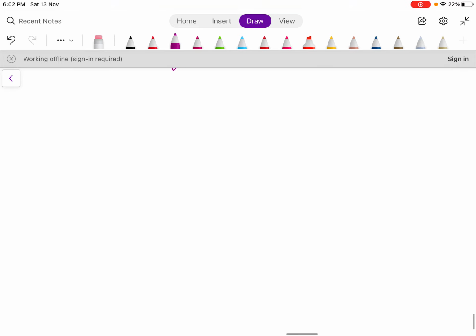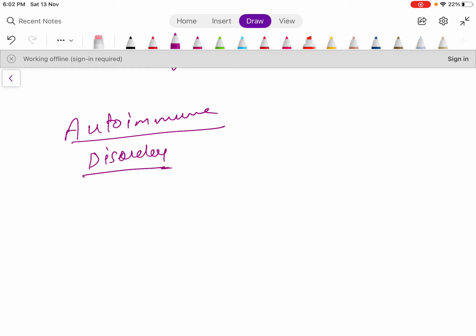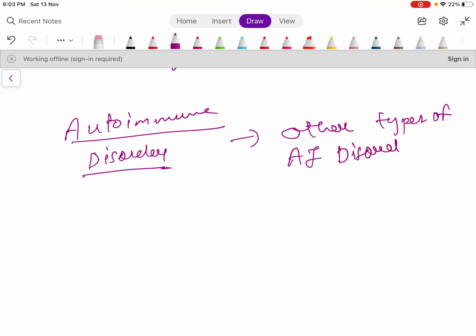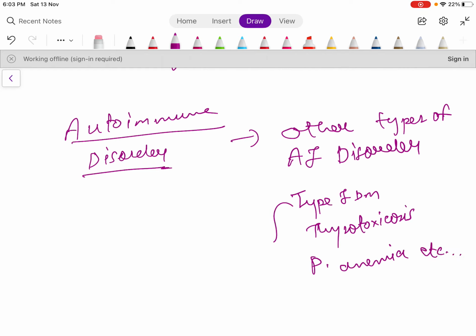Now you should also understand that this is a kind of autoimmune disorder. Okay, so it can also be found with other types of autoimmune disorders. So you should also investigate for type 1 diabetes mellitus, thyrotoxicosis, pernicious anemia, okay, etc. So you should keep this in mind while treating this patient.